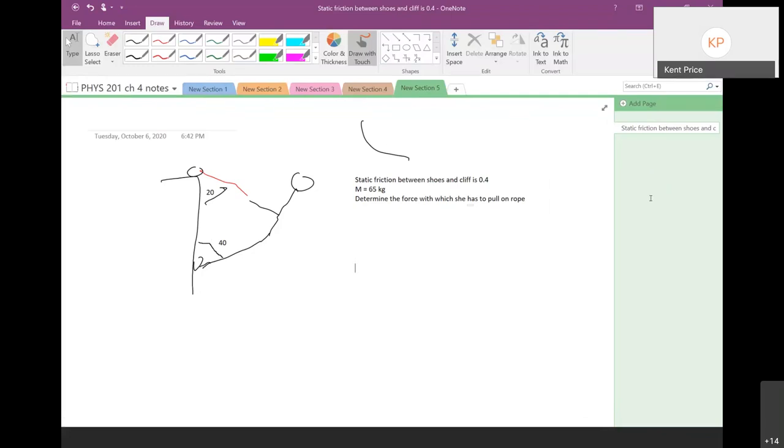So anyway, it doesn't matter that we've never worked a mountain climber problem before. What matters is that we start all the same way, drawing a free body diagram. So let's draw a free body diagram of the woman. We don't have to draw a good picture or anything like that. We just draw a circle or a square or whatever, and that represents the woman.